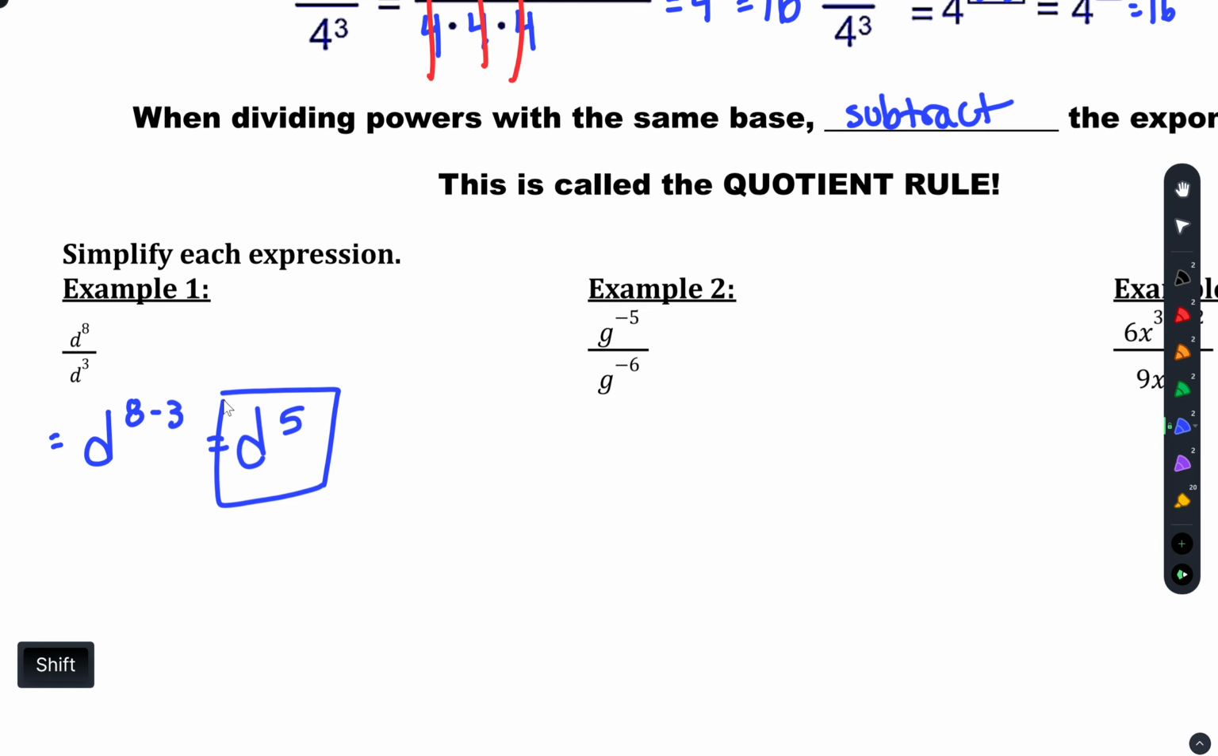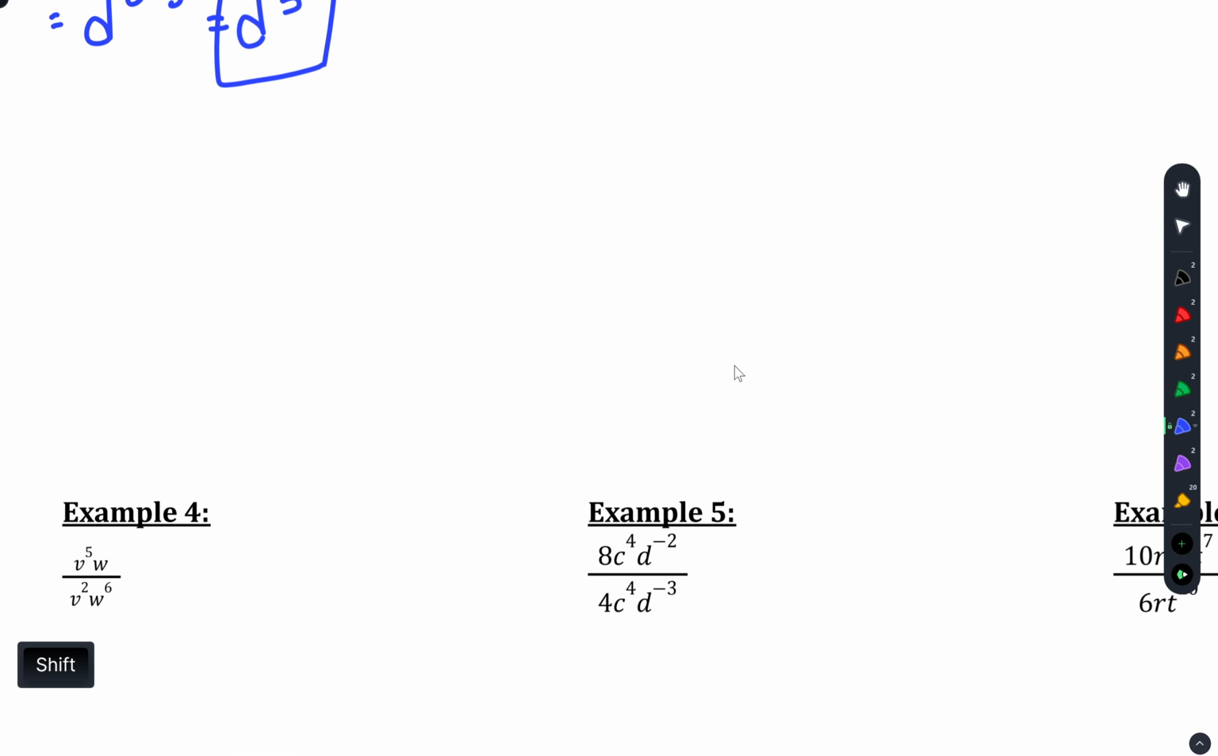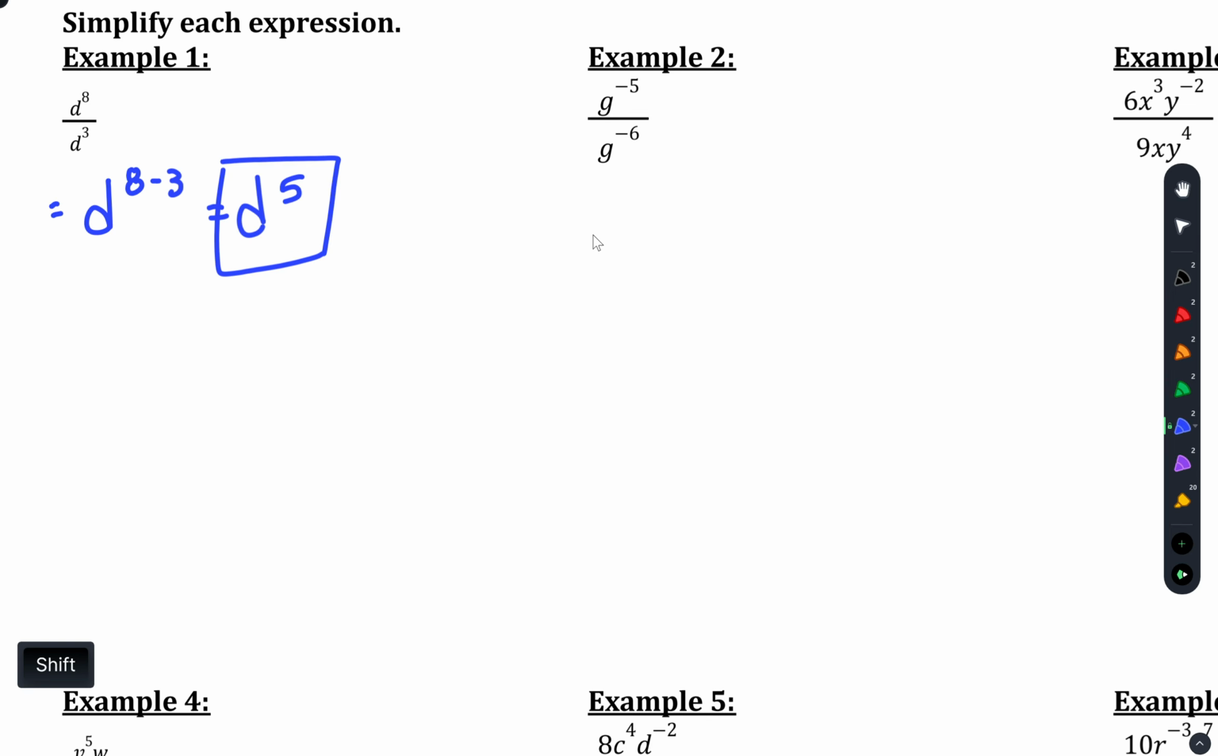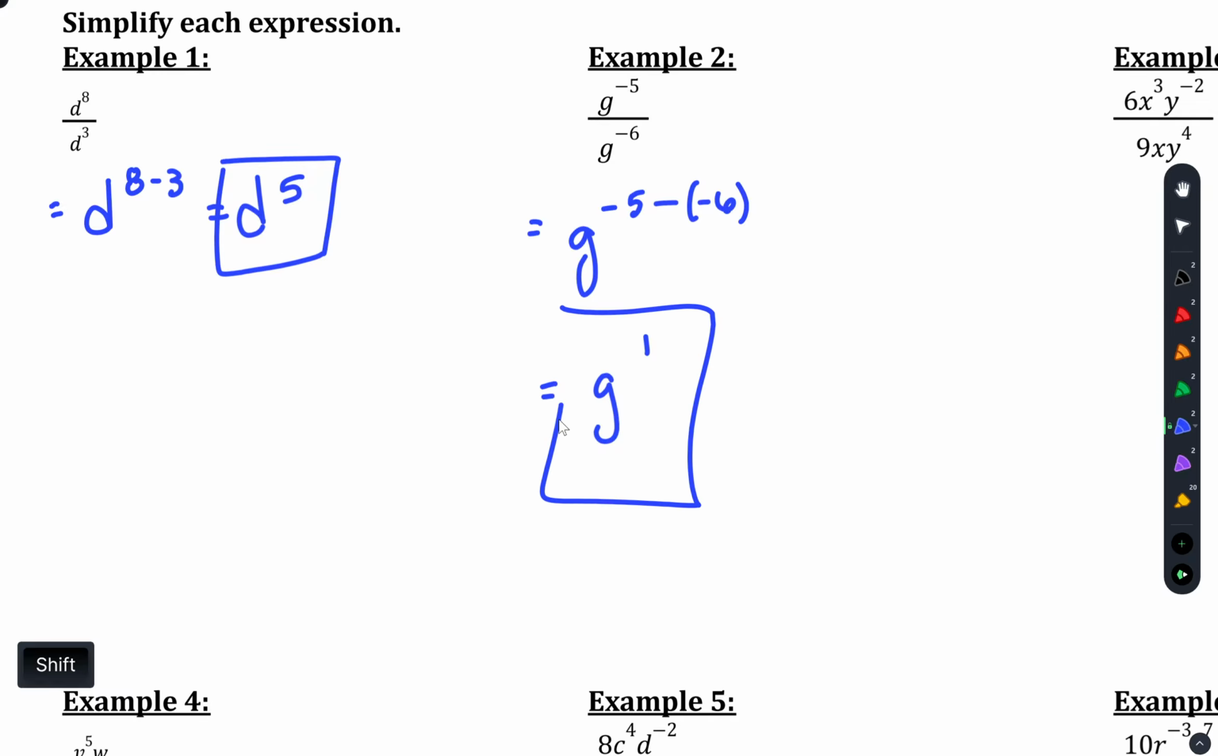So if I have g to the negative 5th over g to the negative 6th, let's rewrite that as g to the negative 5th minus a negative 6. So 2 negatives makes a positive, right? So that's really like g to the negative 5th plus 6, which is a g to the positive 1. That's simplified.